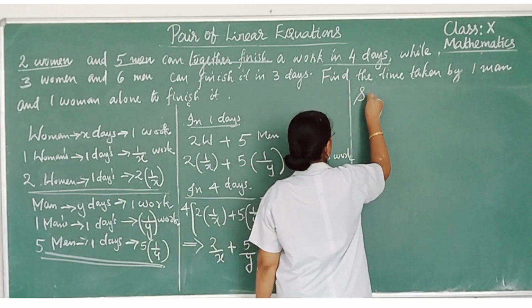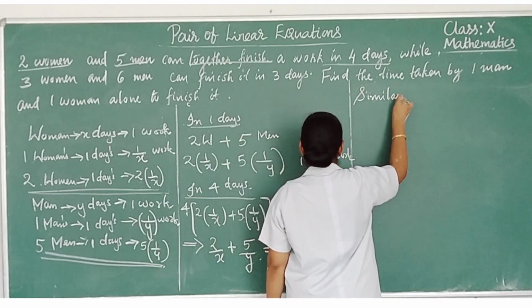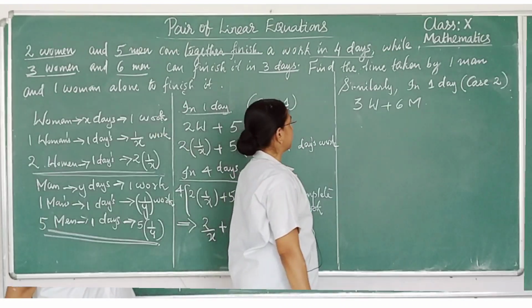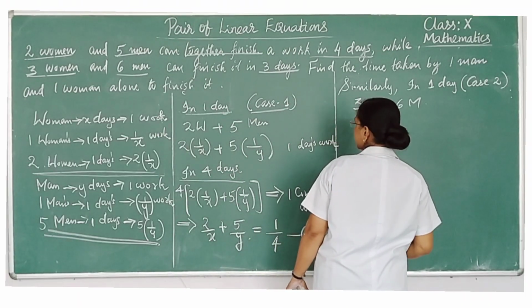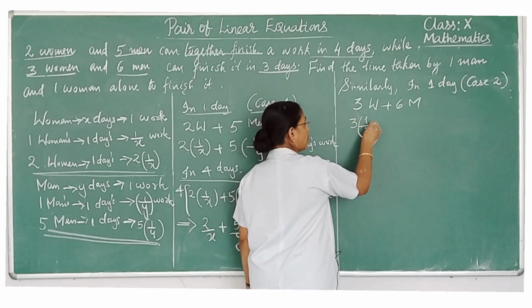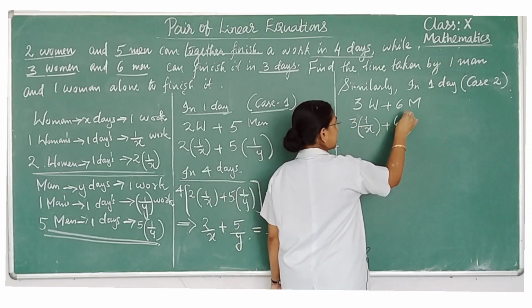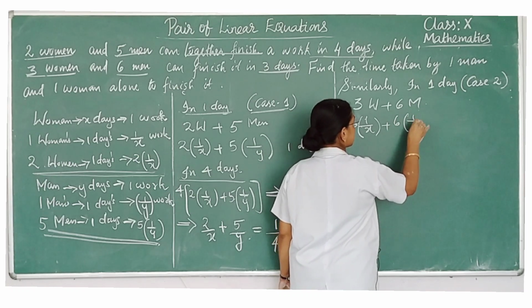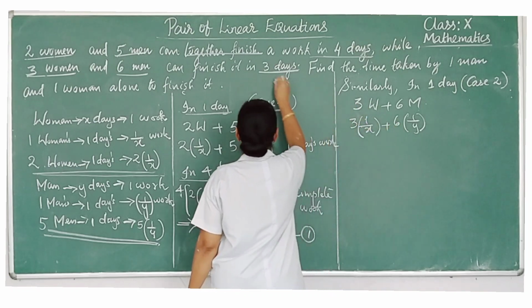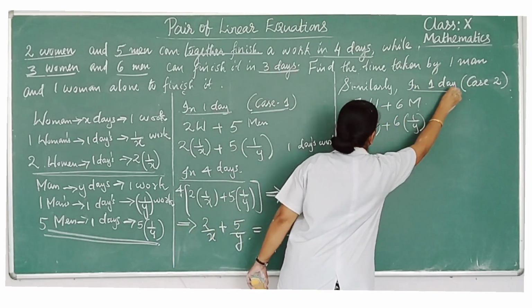Similarly, I am going to find the second equation. Their 1 day's work I am going to calculate. 3 women's 1 day's work is 3 into 1 by x plus 6 men's 1 day's work is 6 into 1 by y. But together they are working for 3 days. This is in 1 day.